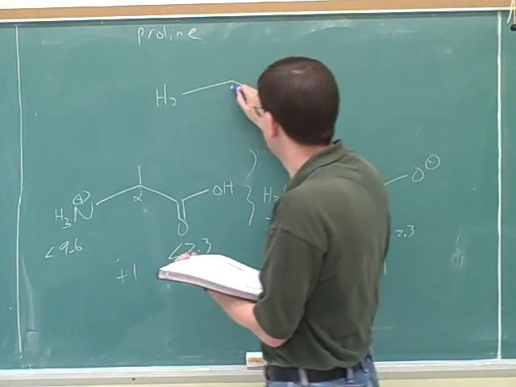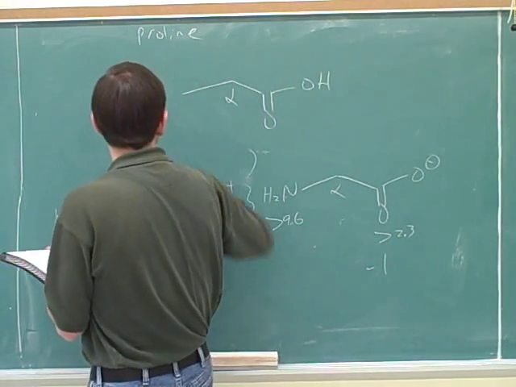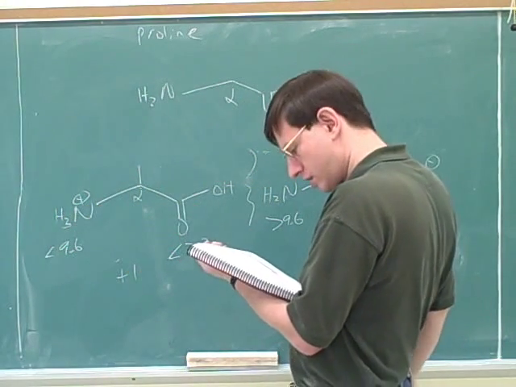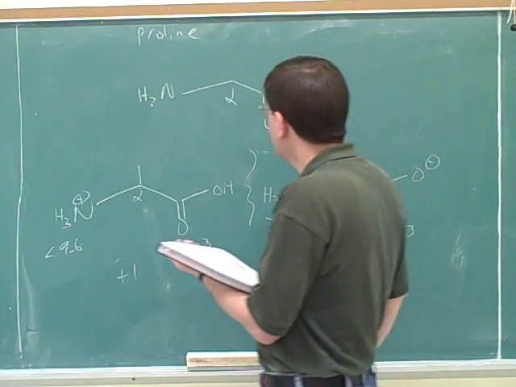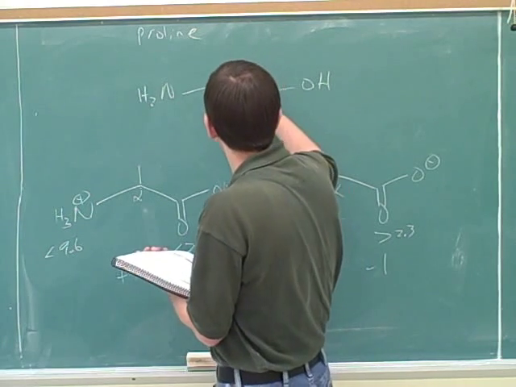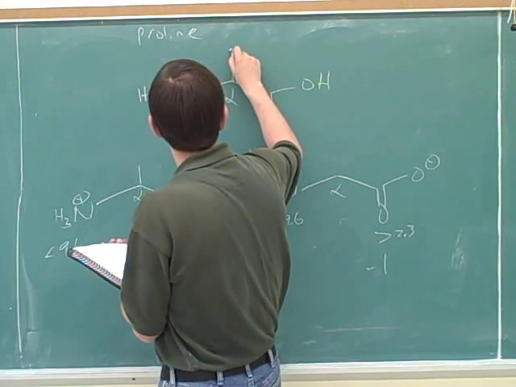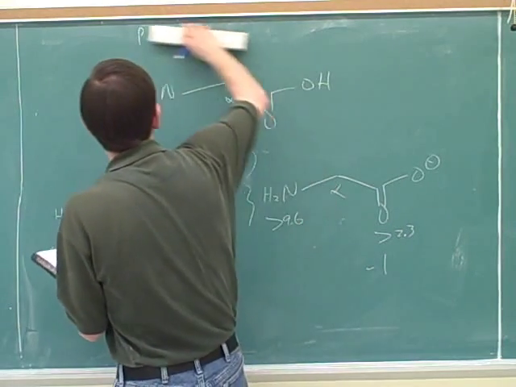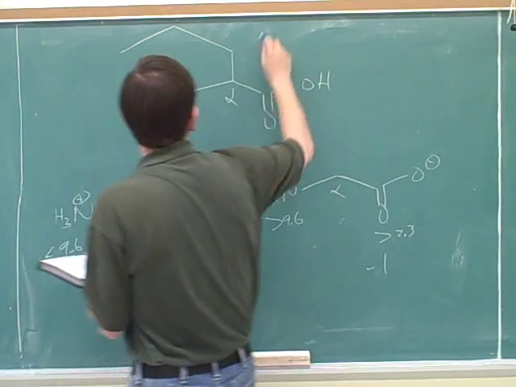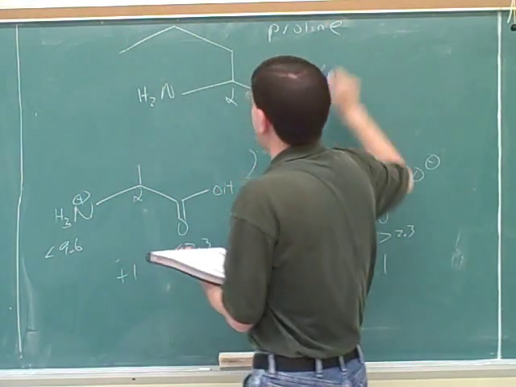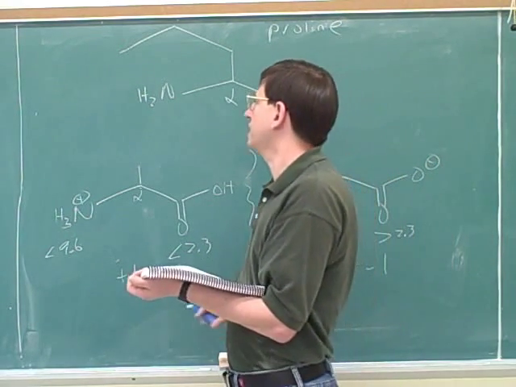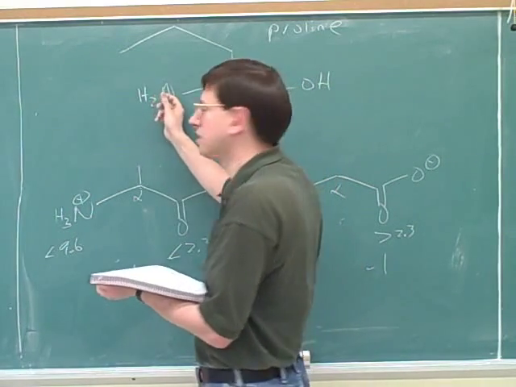Here's our basic structure for an amino acid. And now the side chain here, we have a 3-carbon side chain. 1, 2, 3. Proline has a 3-carbon side chain, and the interesting thing about the side chain is that the end of the side chain loops around and connects to the N-terminus.